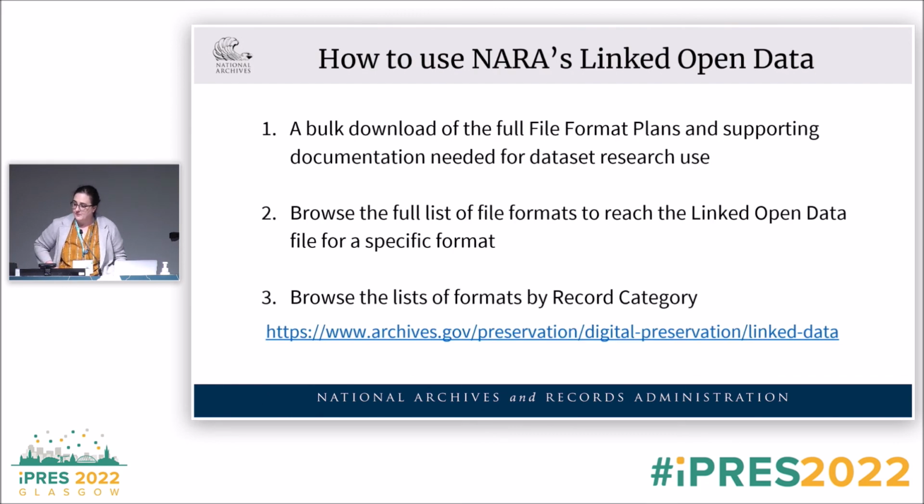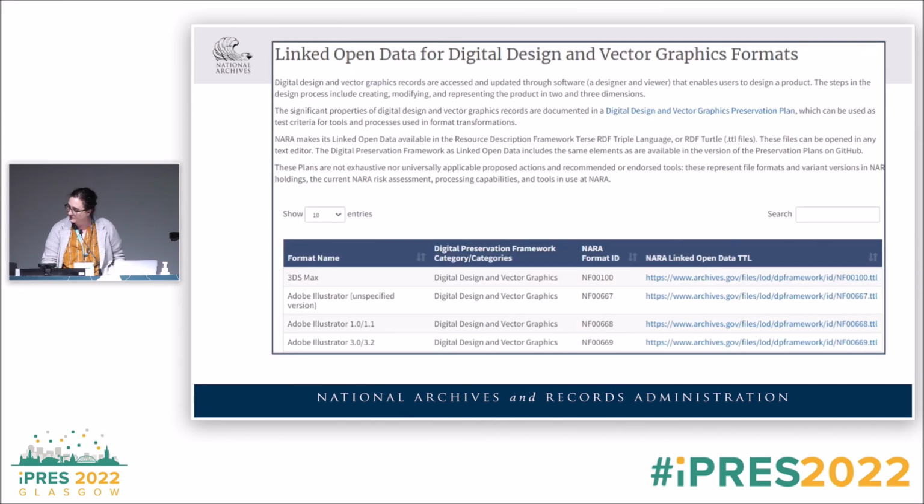The file format plans as linked data can be accessed in 3 ways. There is a bulk download available. You can browse the full list of file formats or browse by the record category. And all linked data files are available in the RDF Turtle format. Here's an example of the page for browsing by the record category for digital design and vector graphics, and clicking on each link for each format will take you to the plain text linked data file.